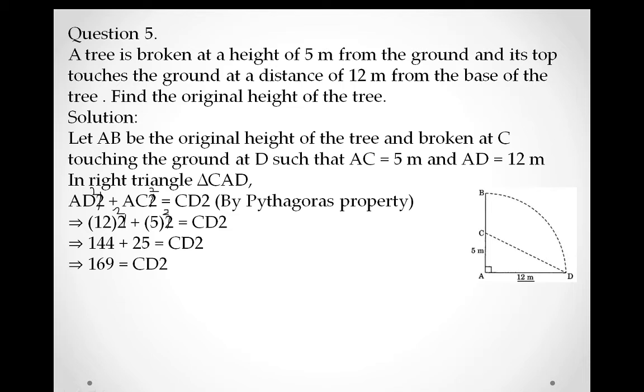So AD square plus AC square is equal to CD square. So 12 square plus 5 square, that means 144 plus 25, which gives us 169. CD is the square root of 169, which is 13. So CD is 13.